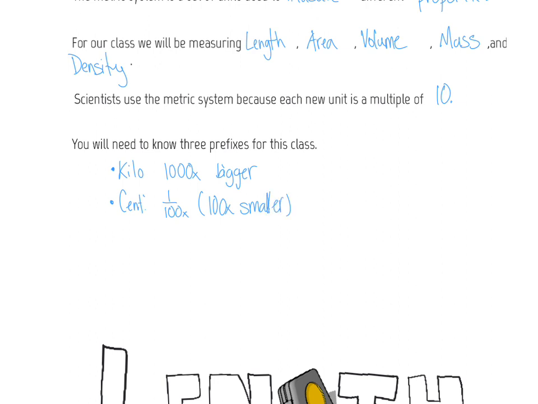So if you had a gram and you also had a centigram, the gram would be 100 times bigger than the centigram. And the last one is milli, which stands for 1,000 times smaller.